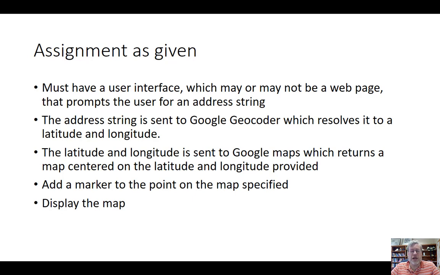Then we take the latitude and the longitude and we send that to Google Maps, and that returns a map centered on the latitude and the longitude provided. And then we add a marker to the point on the map specified by the latitude and longitude, and then we display the map. And so we end up with the map with a map marker on it and a way to put addresses in.